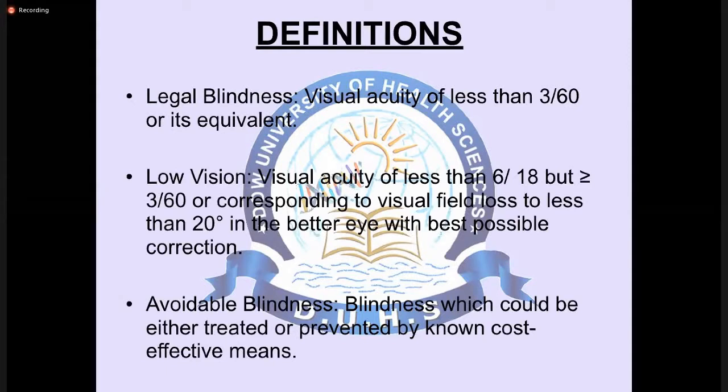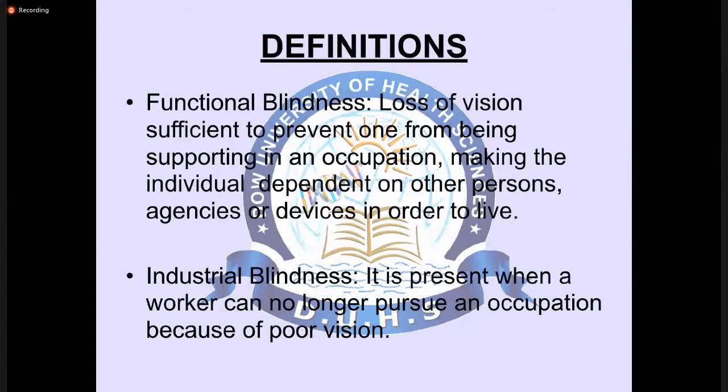So functional blindness: loss of vision sufficient to prevent one from being supported in an occupation, making the individual dependent on other persons, agencies, or devices in order to live. This is like visual disability.